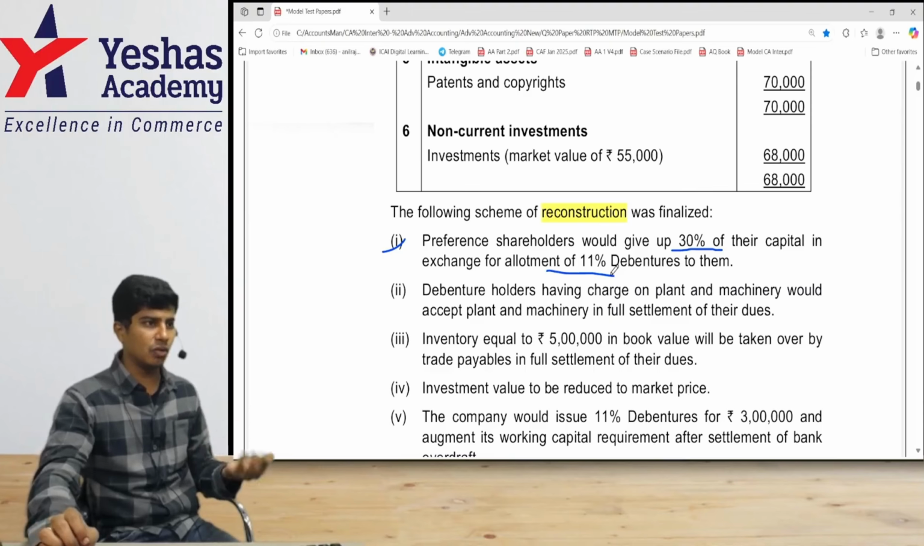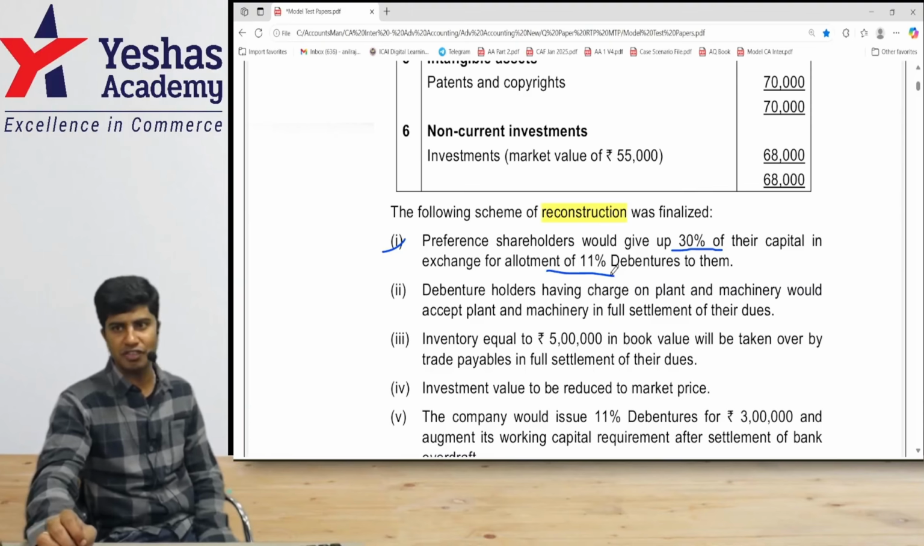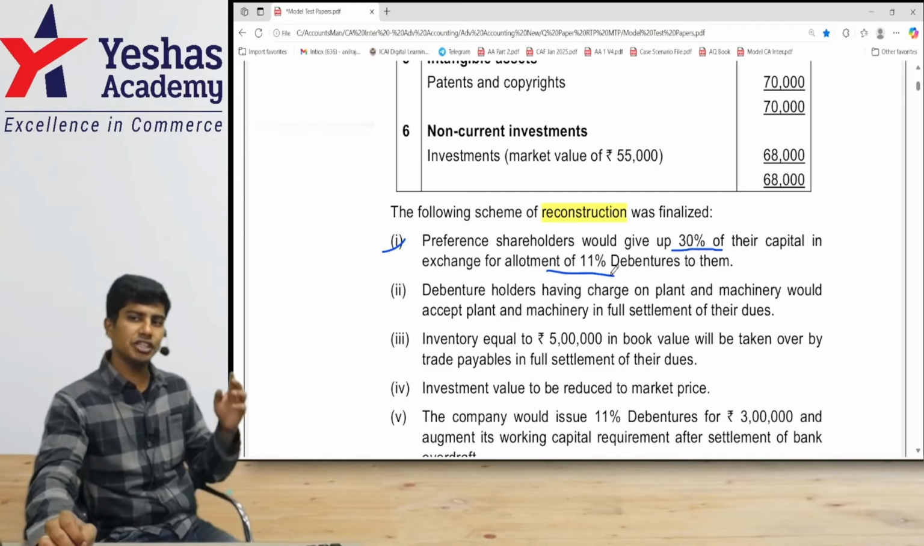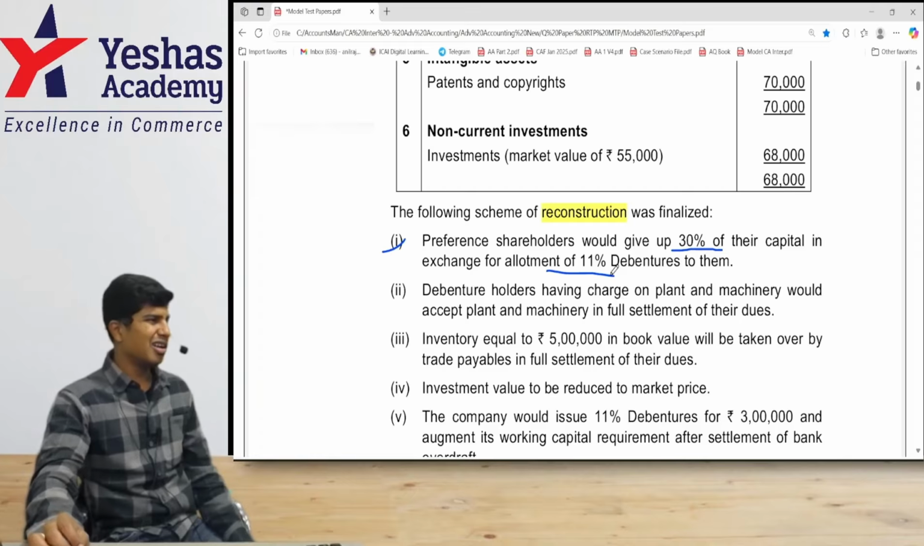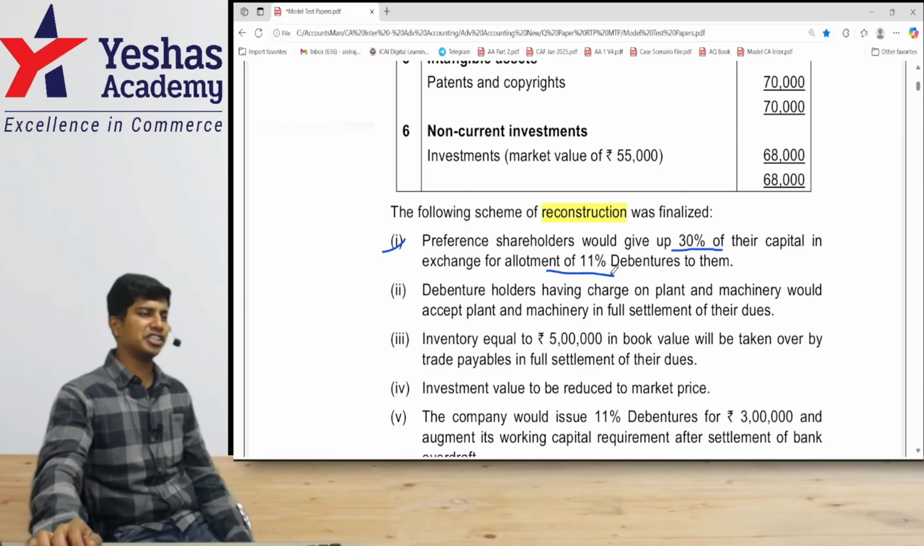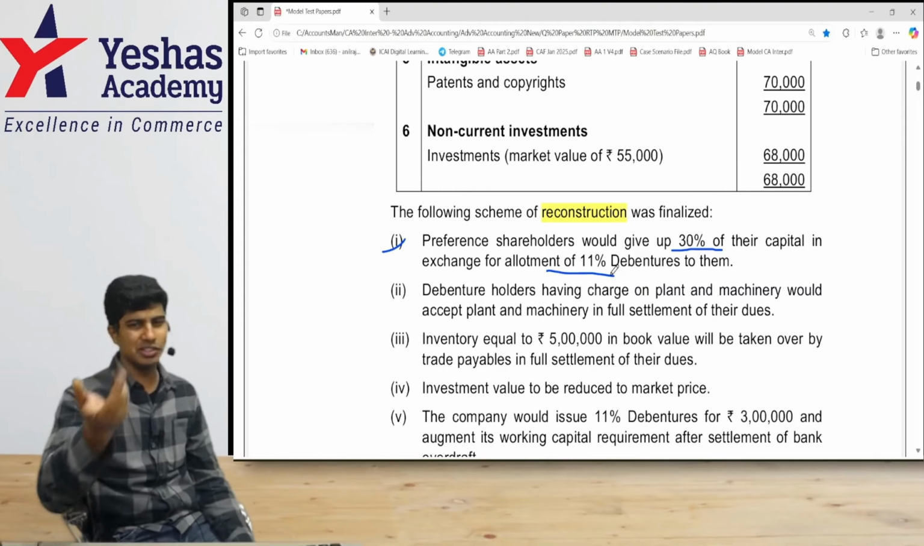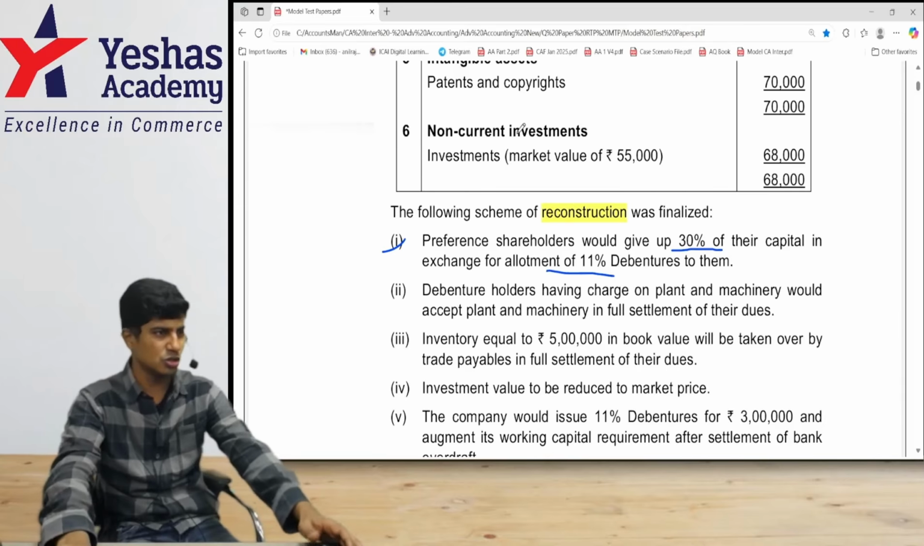So preference share capital account debit, that can be your first entry. Then you can write preference shareholder account debit. 30% of the money you transfer to capital reduction, 70% of the money you write into debentures. Alternatively, you can straight away write preference share capital account debit to capital reduction and to debentures. That's 11% debentures. That's also okay.